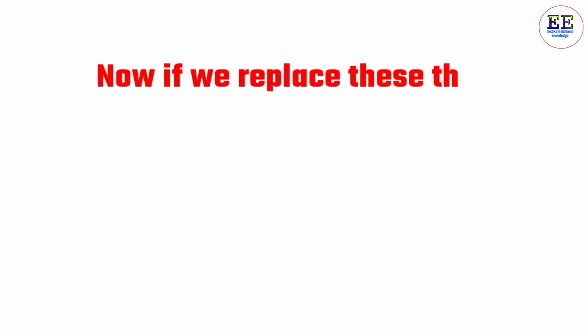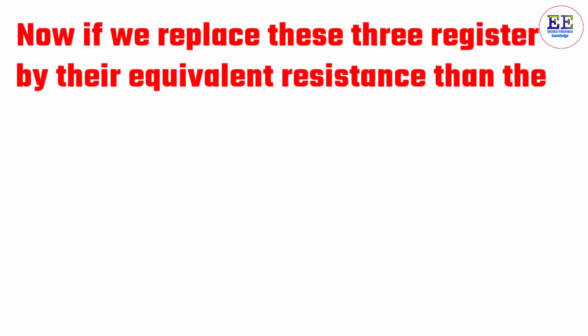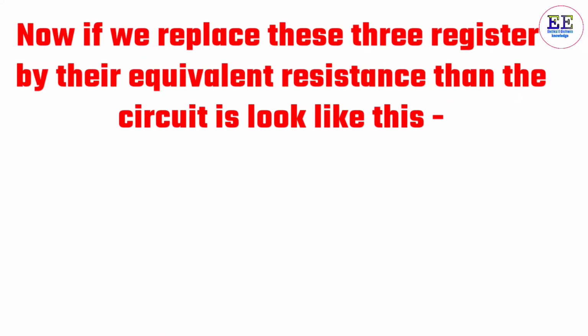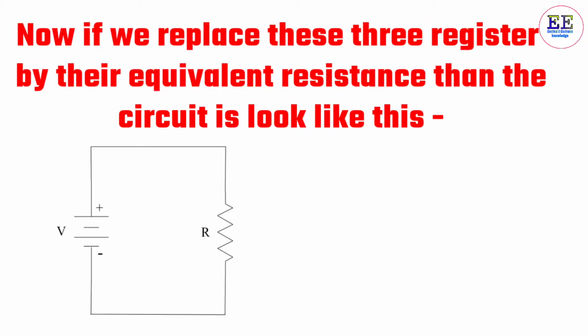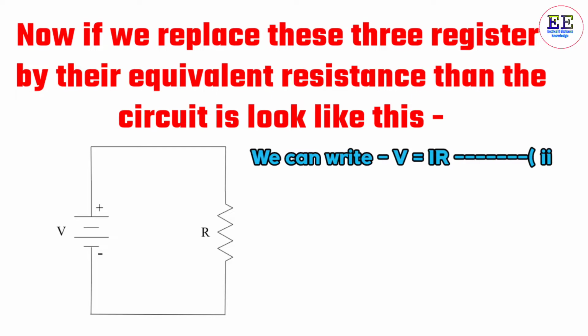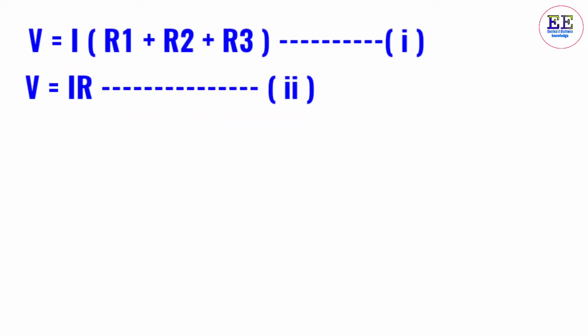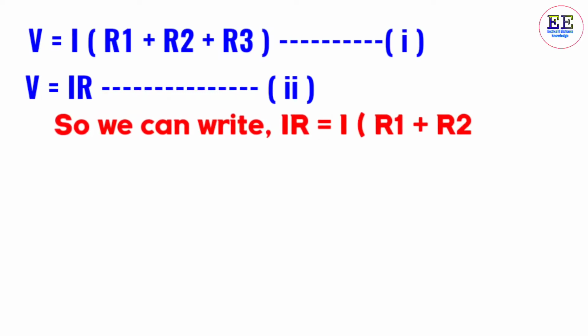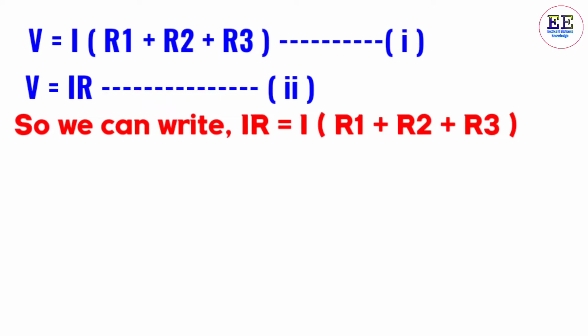Now if we replace these three resistors by their equivalent resistance, then the circuit looks like this. Here from this circuit we can write V is equal to IR, and say this is equation number 2. So put the V value in equation number 1. So we can write IR is equal to I into (R1 plus R2 plus R3), or R is equal to R1 plus R2 plus R3.